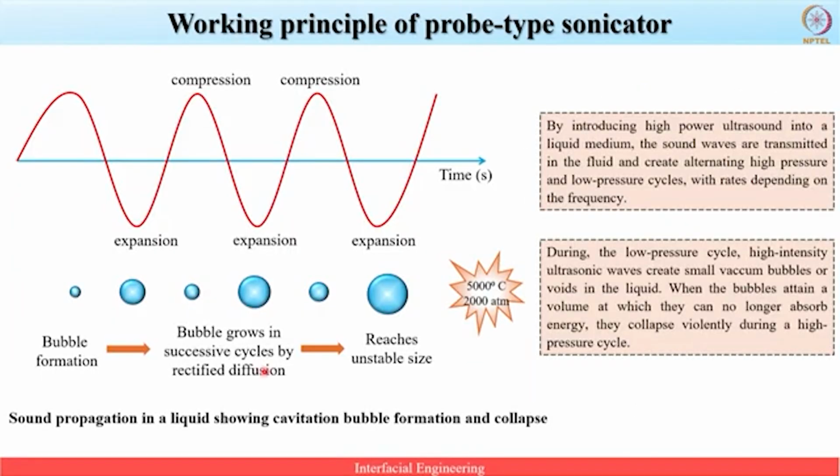If we talk about the working principle of the prototype sonicator, it works through a process of compression and expansion. During this cycle, sound waves propagate through the sample, leading to cavitation, which is the formation of bubbles. These bubbles grow over time until they reach an unstable size. When the bubbles collapse, they release a significant amount of energy. This energy is what creates intense agitation within the sample, ensuring effective mixing and particle dispersion.